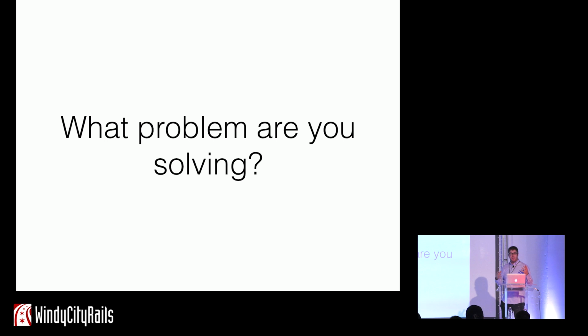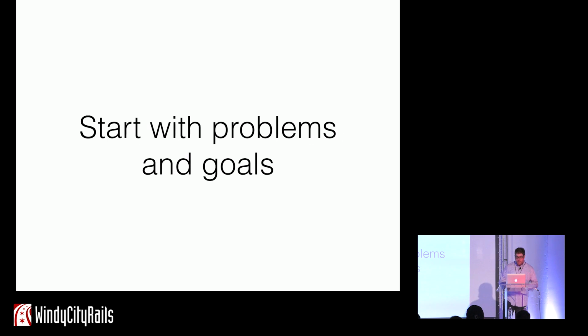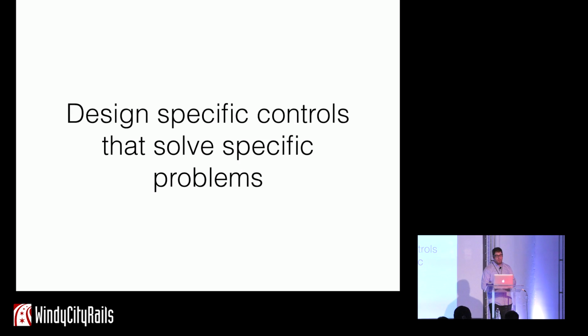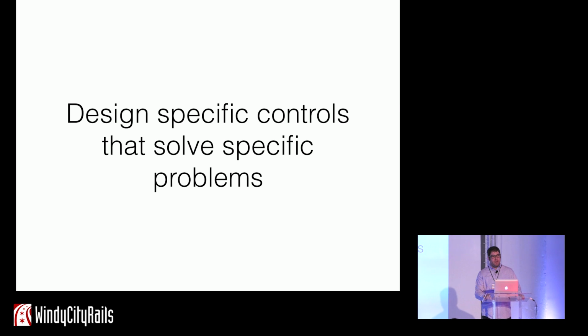And some of it is just, security in general is just like everything else. It's a design problem. Everything you're building, your systems, the controls, they're all the same kind of thing. It's the same idea, and you should apply it across the board. You want to start with the problems and goals, just like everything else. What are you trying to actually accomplish? But most importantly, you want to design specific controls that solve specific problems.